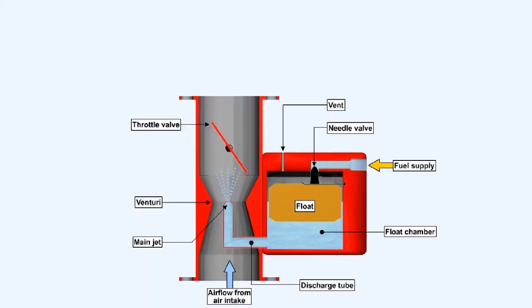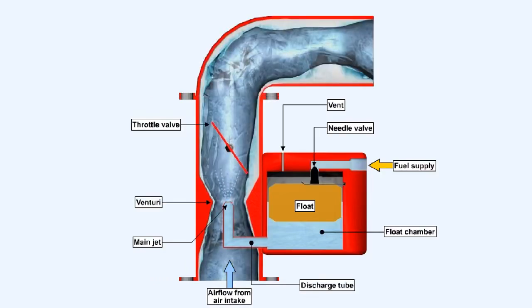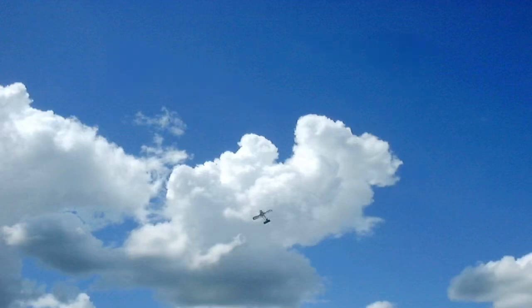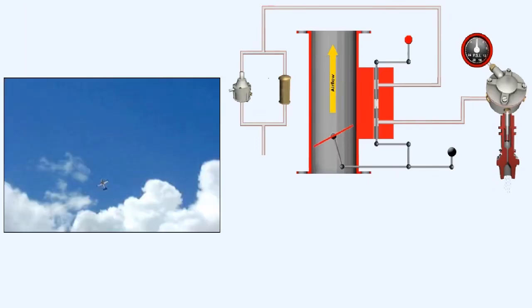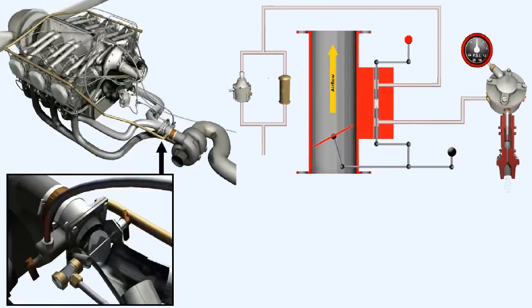The float chamber carburetor is the cheapest and simplest arrangement and is used on many light aircraft. However, it's very prone to carburetor icing and may be affected by flight maneuvers. A fuel injection system, which will be discussed in the next lesson, is a more sophisticated arrangement. It meters fuel more precisely, thus providing a more accurate fuel-air ratio. It's also less affected by flight maneuvers and is less prone to icing.